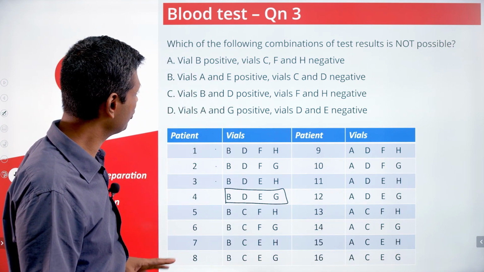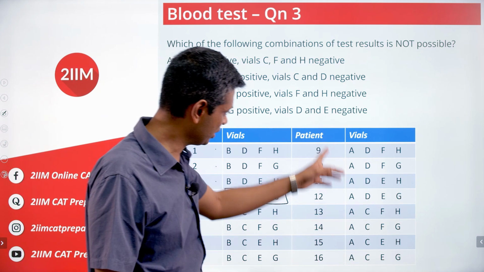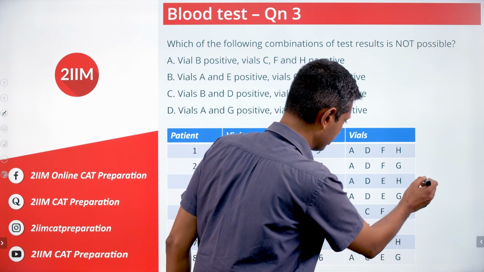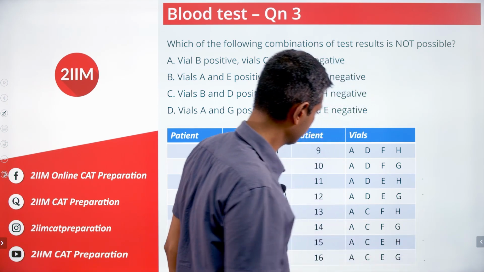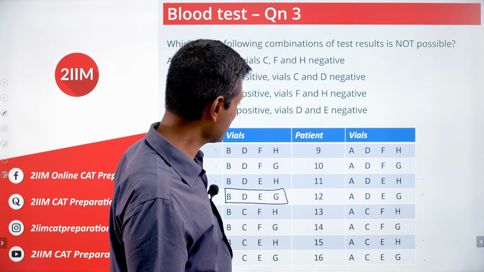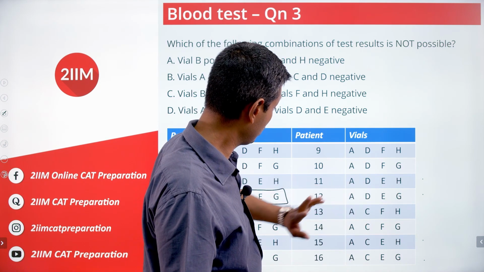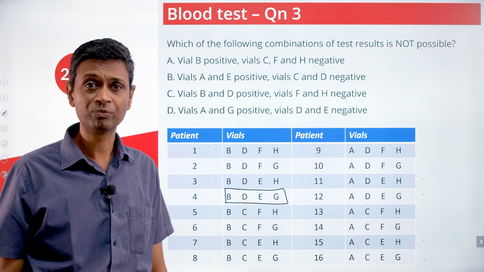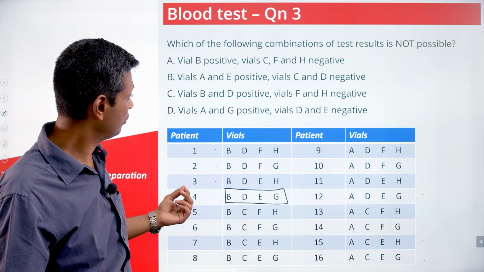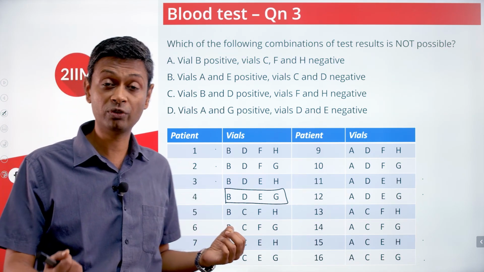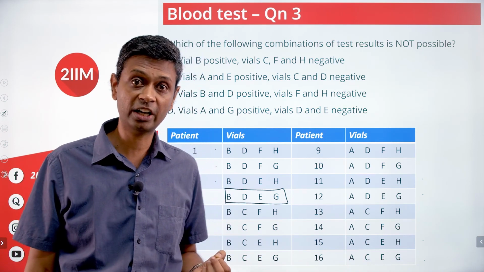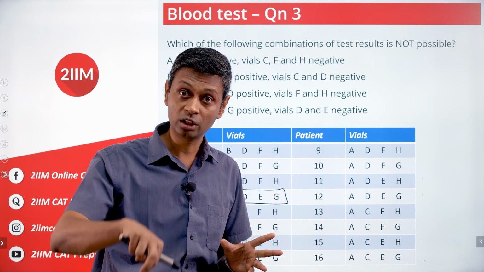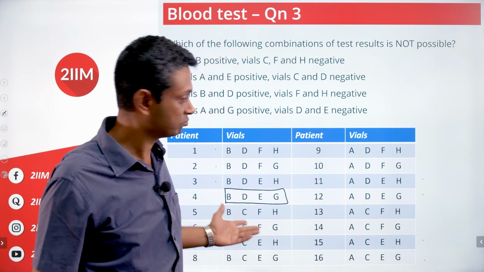A and E positive, C and D negative. A is only here. A and E positive would be this, and this. And within that, C and D negative. D is negative, so these two are not possible. C is also negative, so these two are not possible. Nothing is possible. We don't have a patient where, if results A and E come positive and C and D are negative, we can match anything here. A and E being included and C and D not included, not there.